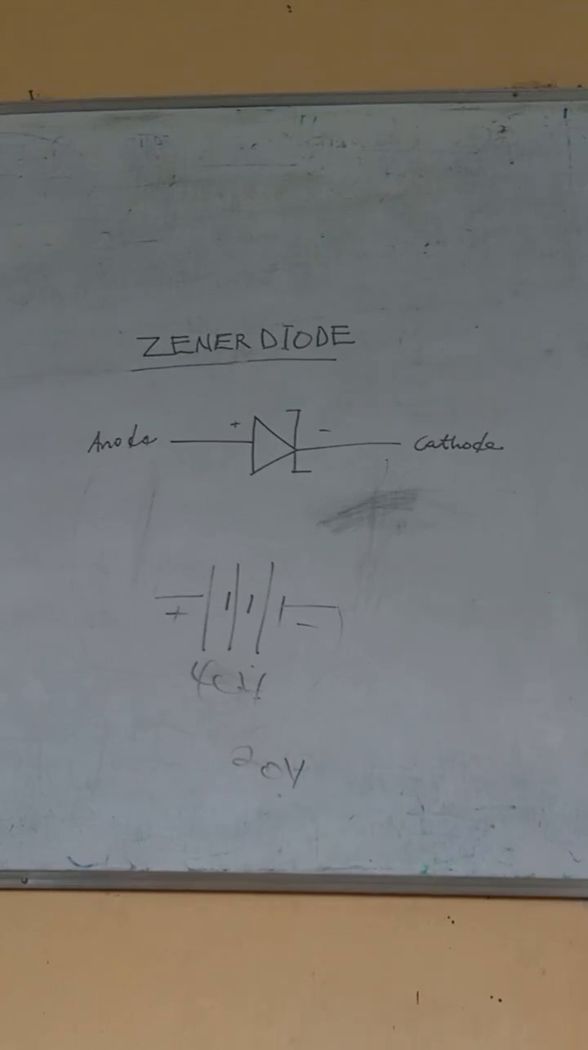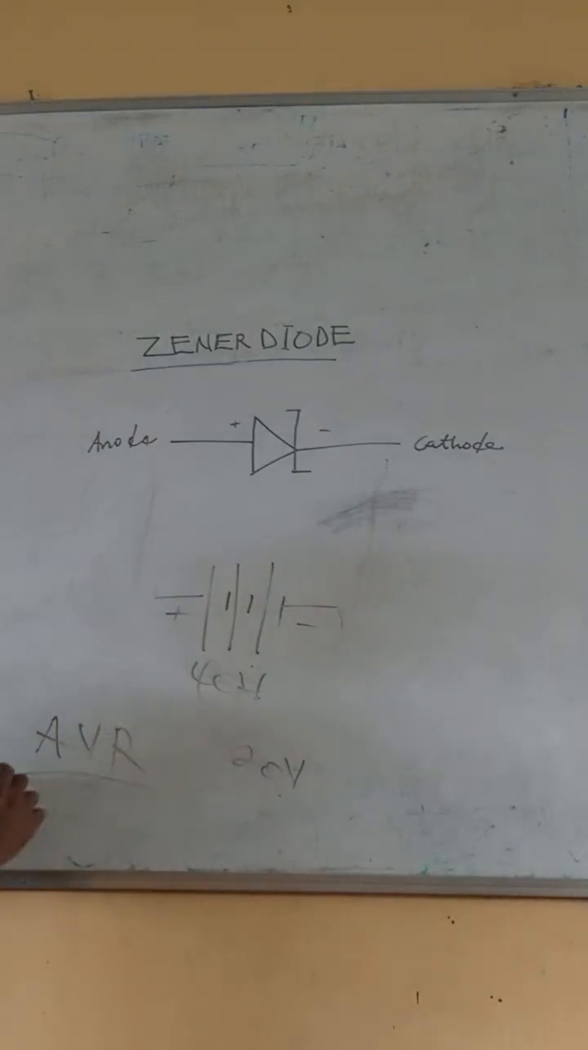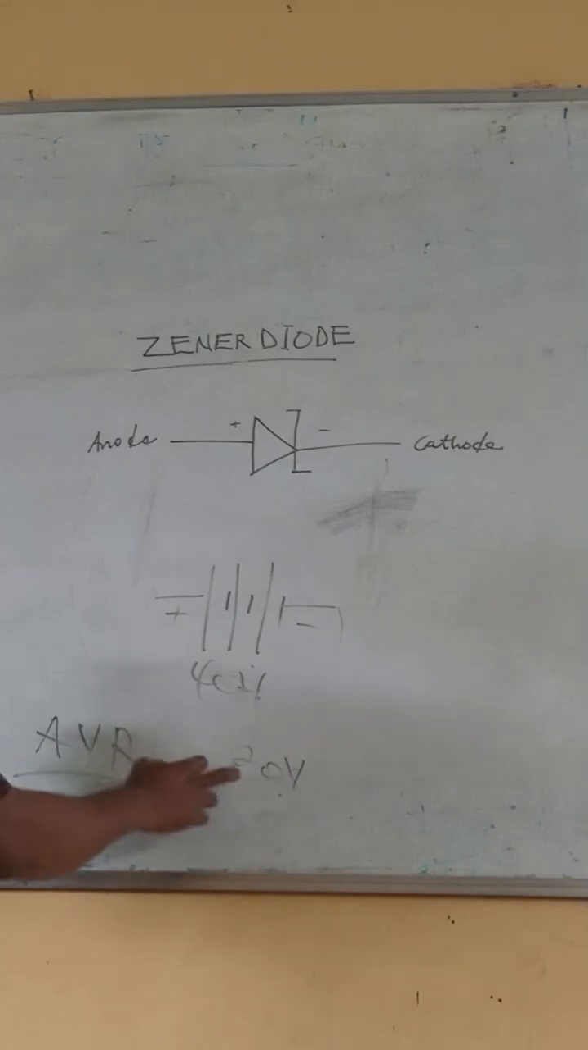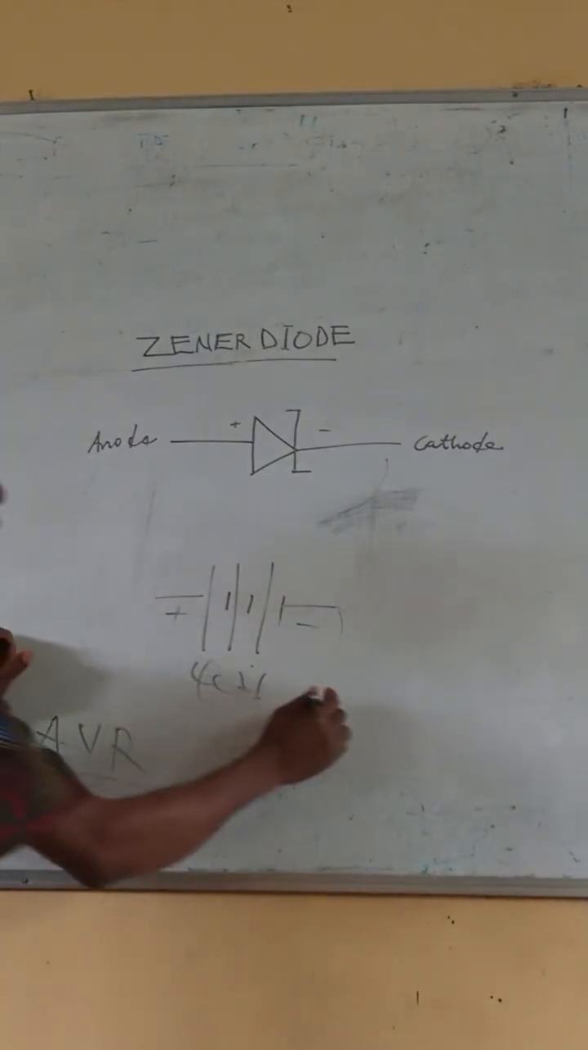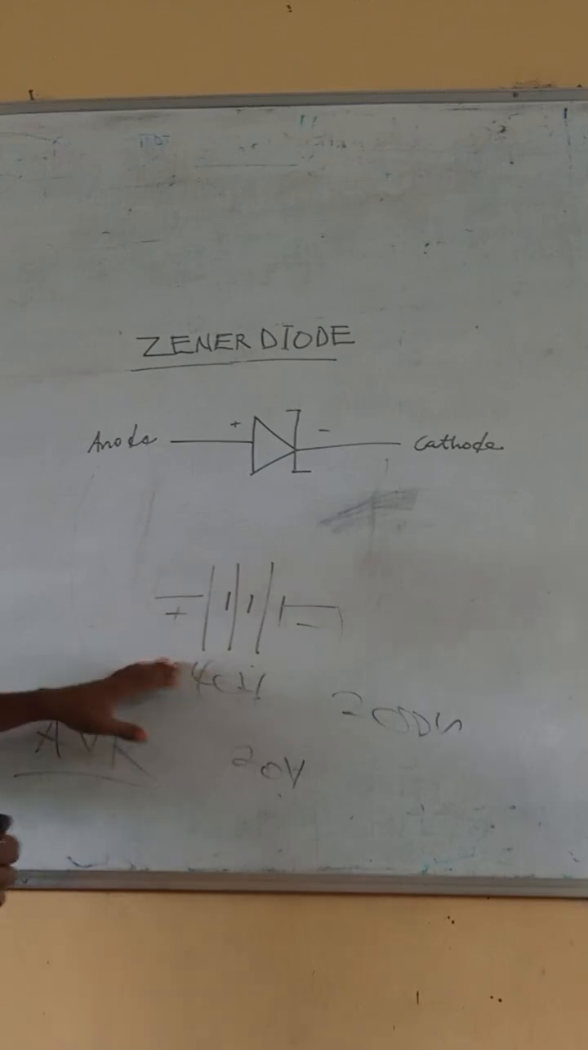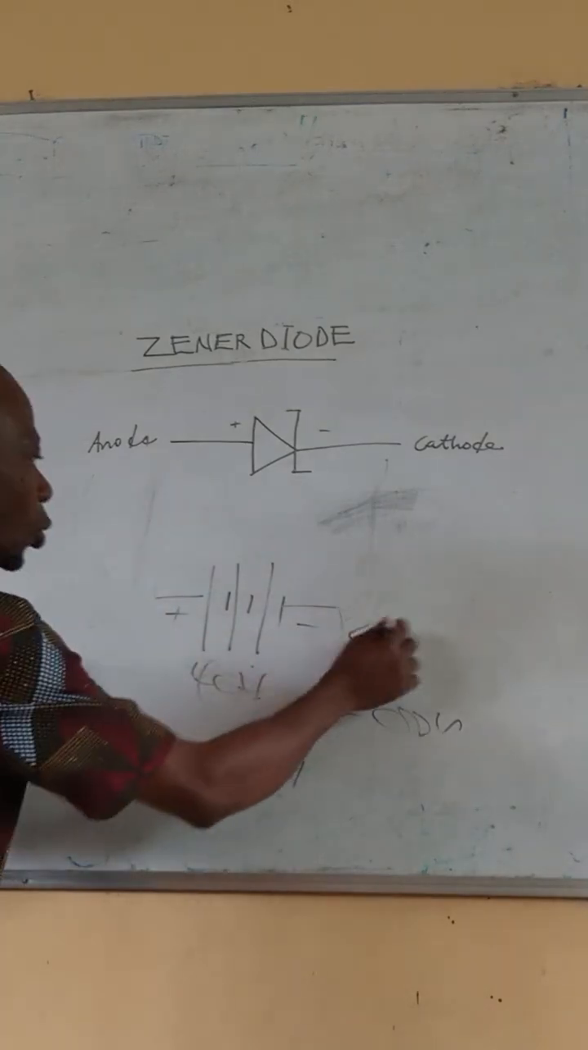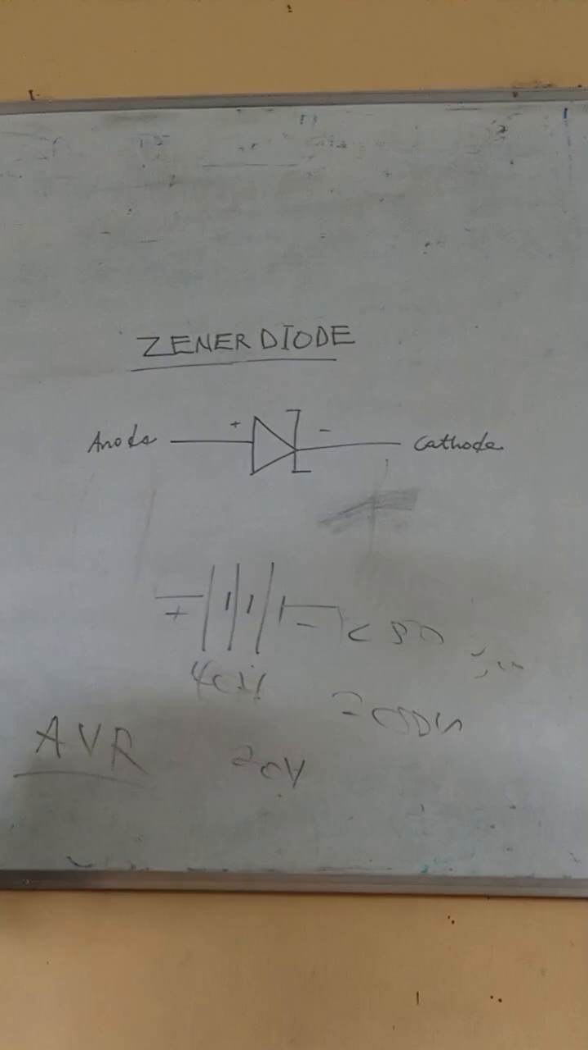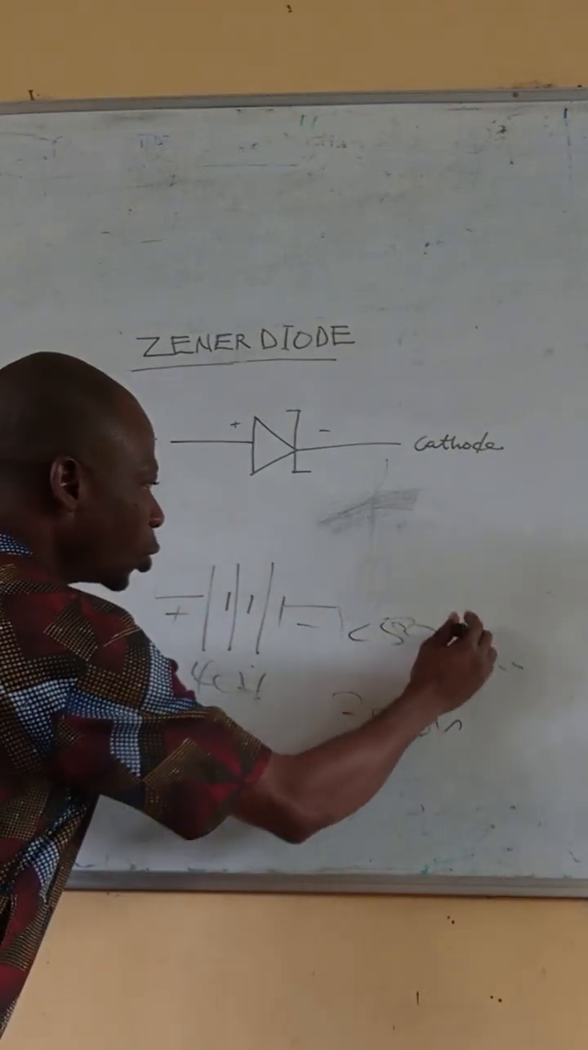Likewise, we make use of it in our AVR, automatic voltage regulation. That's our stabilizer. We find it useful in stabilizer circuits, so that whenever we have high voltage from the source, the output will maintain a specific voltage. Let's say, for example, the diode used is a 200 volt diode, and from the source, from NEPA or from our generator, our voltage increases to 250 or 300 volts.